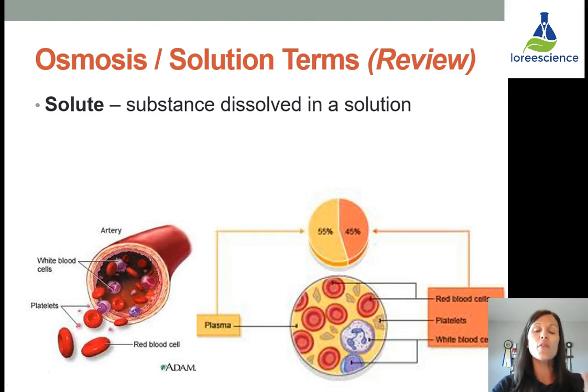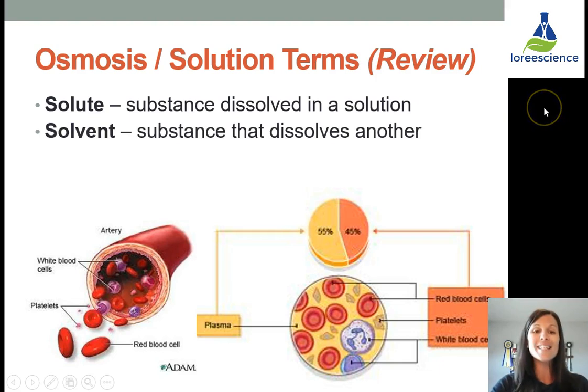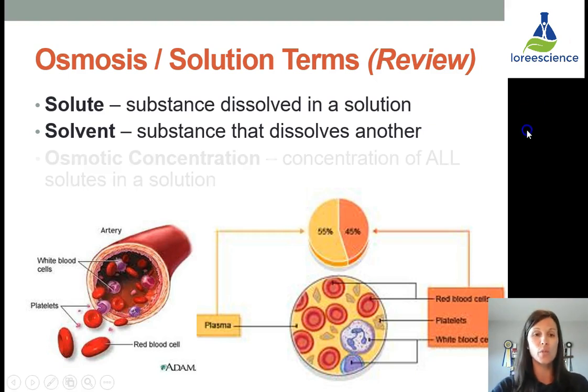Just a quick review of osmosis and solution terms, because these will come up. We've mentioned them in the past few slides. A solute is a substance that is dissolved in a solution. The solvent is a substance that does the dissolving. So for example, with water and sugar, water would be the solvent, sugar would be the solute.